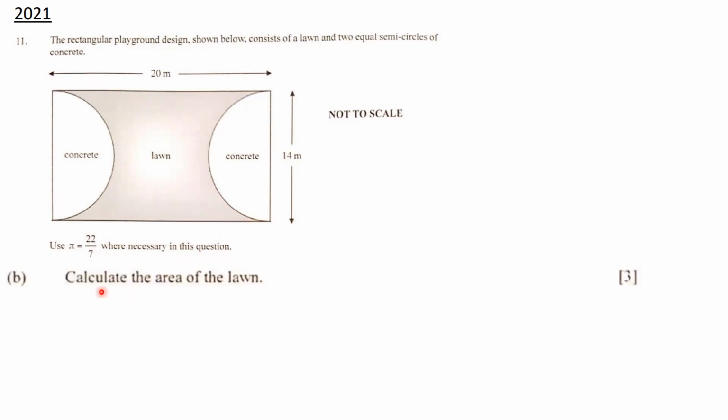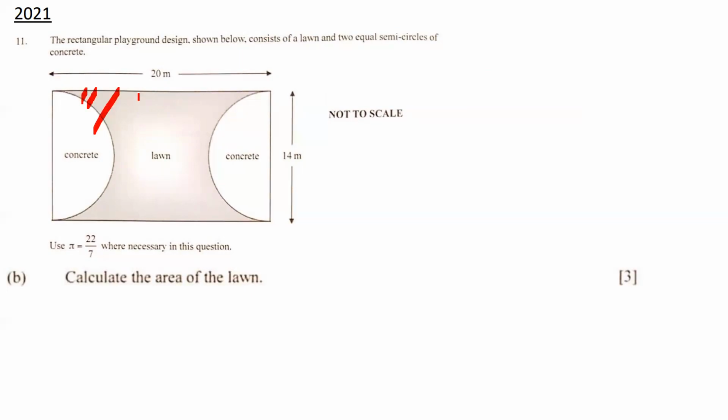The next question asks us for the area of the lawn. The area of the lawn is different from the perimeter. The perimeter shows the distance around an object, right? But the area deals with the space inside.